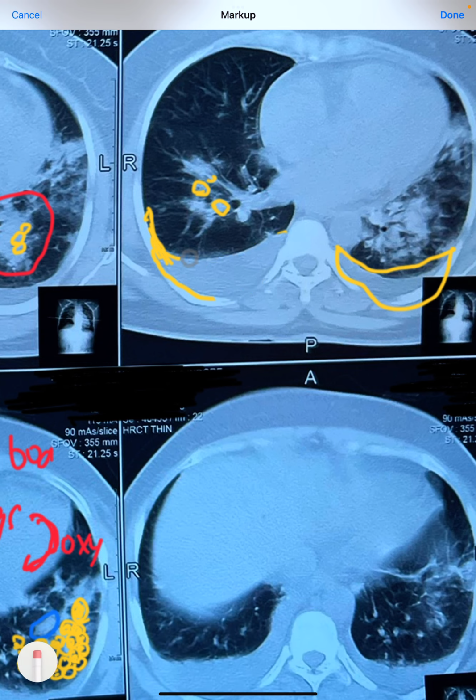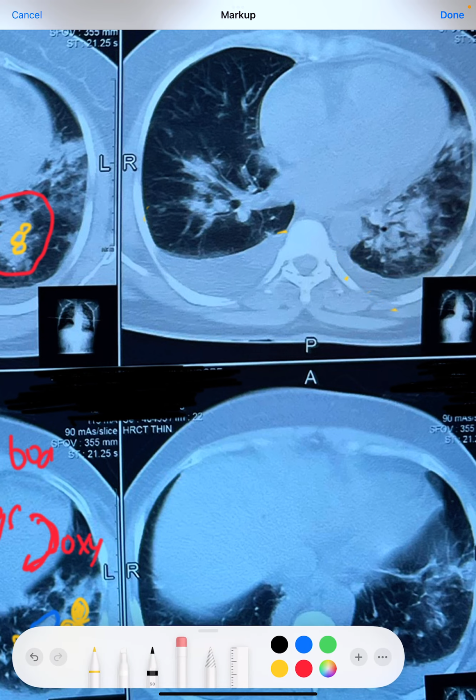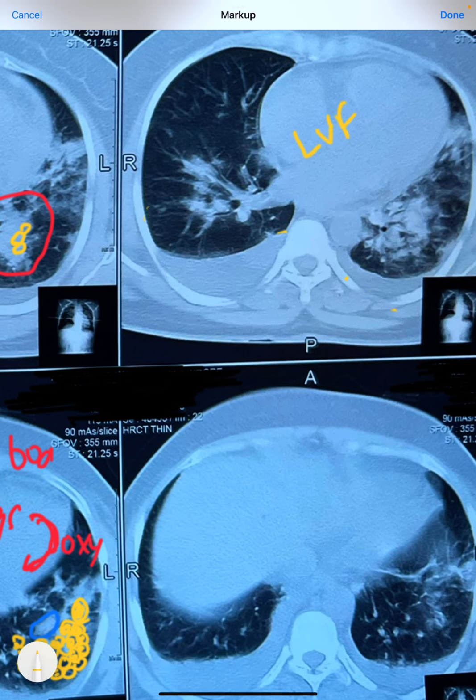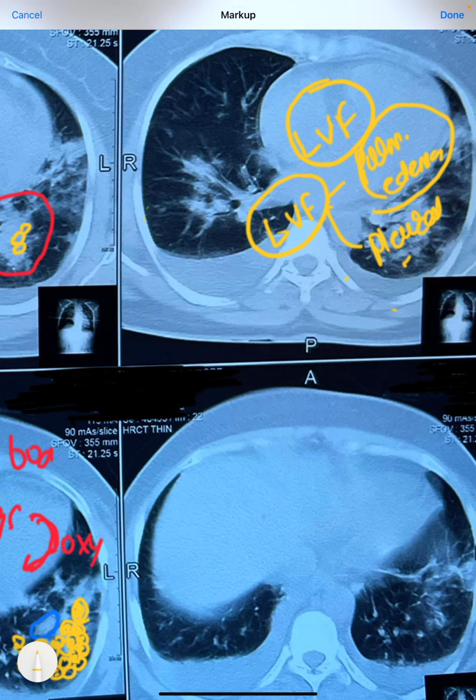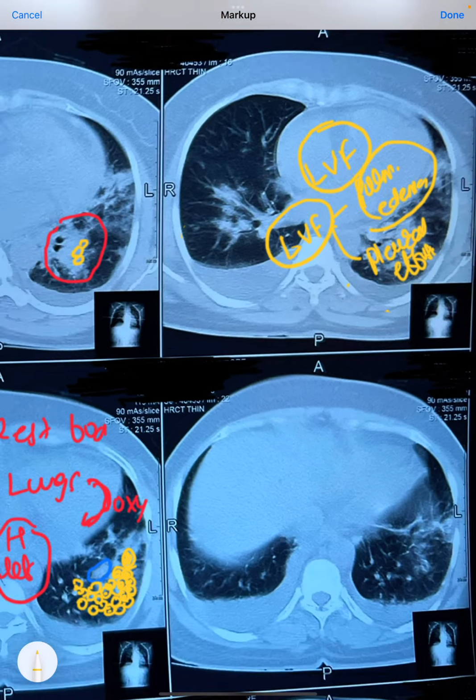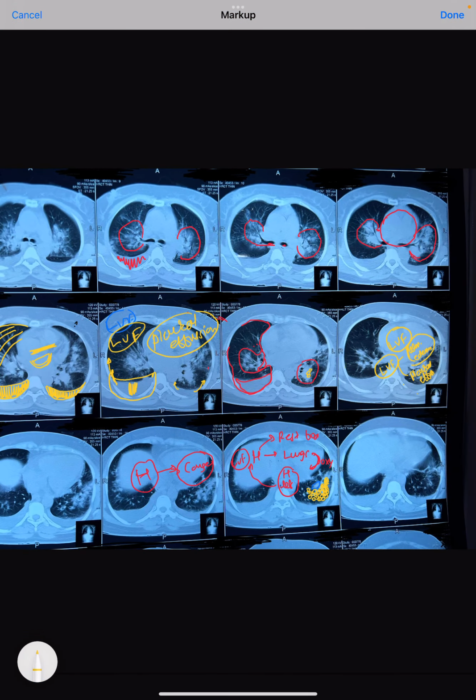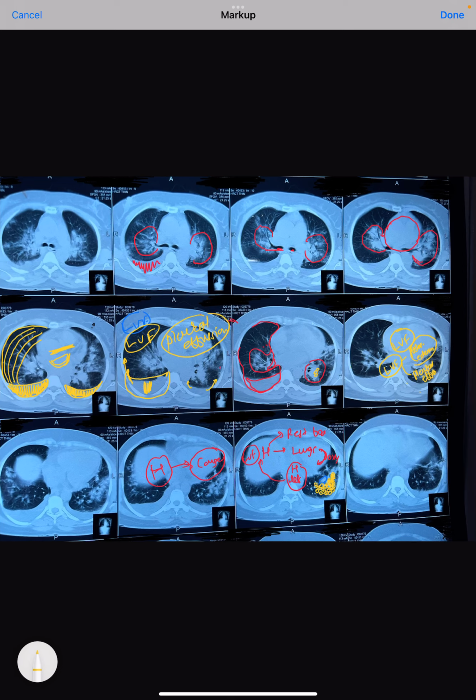So in short, this patient has bihilar involvement and presence of bilateral pleural effusion. This goes highly in favor of acute LVF. So this is a very, very typical example of LVF with pulmonary edema because of the presence of bihilar involvement, which typically suggests pulmonary edema, with bilateral pleural effusion, which is very highly suggestive of LVF. So in short, this is a case of acute LVF with pulmonary edema with bilateral pleural effusion.